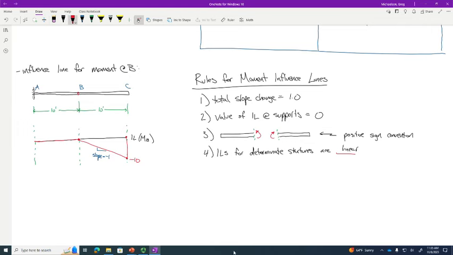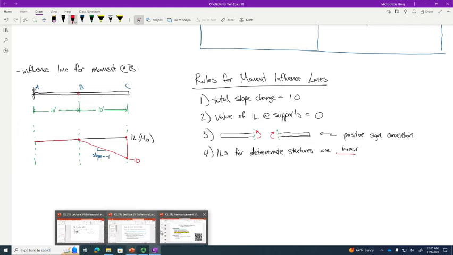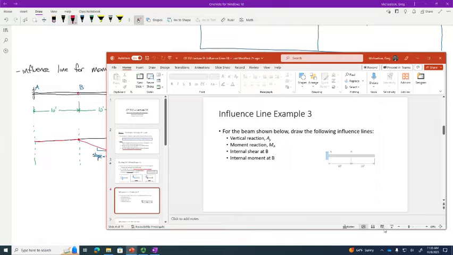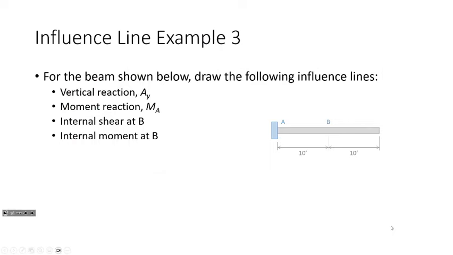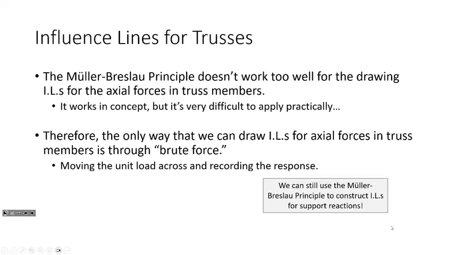So there's one problem we have yet to do, and that is the consideration of influence lines for trusses. And what I mean by that is if I have a truss, draw an influence line for the internal force in a given member, okay?